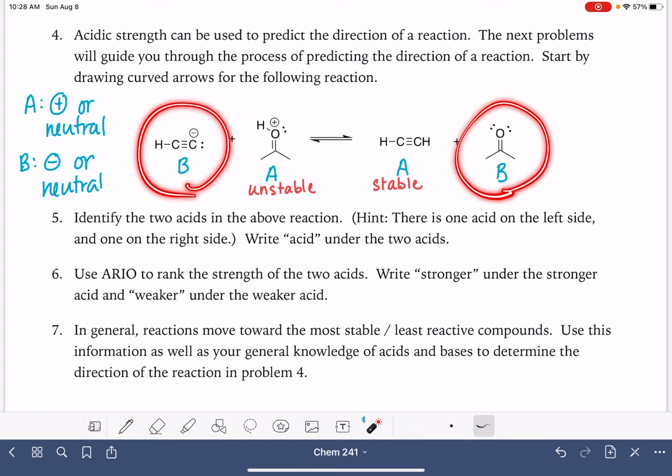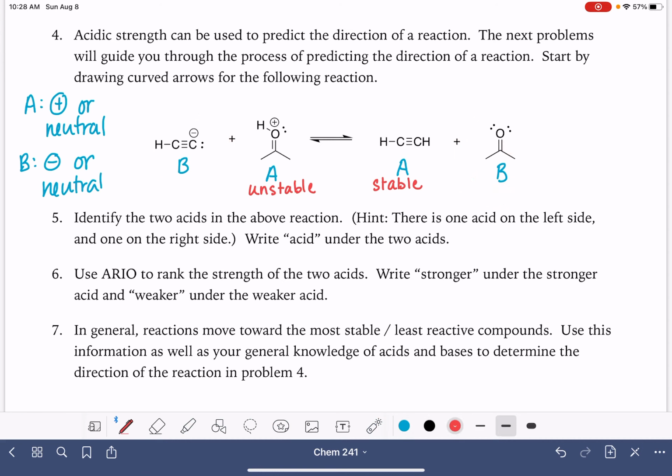Now let's just pretend that we chose to focus on the bases instead, and what would we do in that situation? Starting with A for atom with the formal charge, this guy over here has no atoms with formal charges, which means that it is the most stable, and the other is unstable.